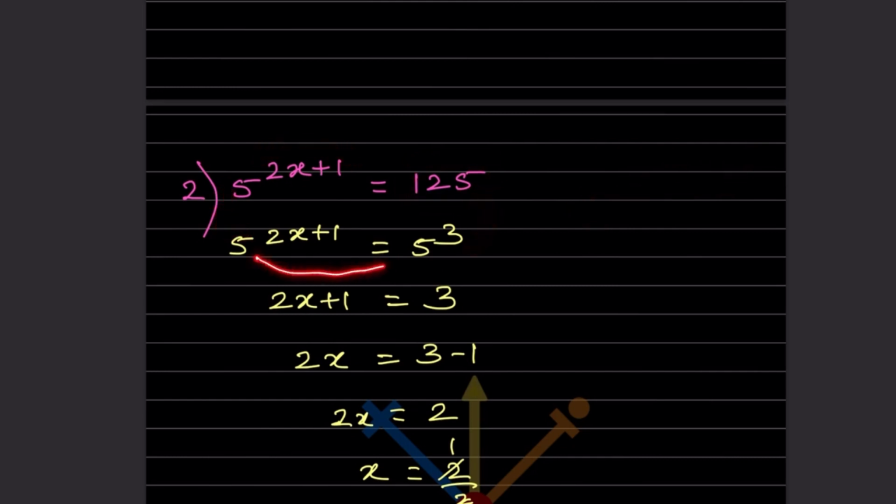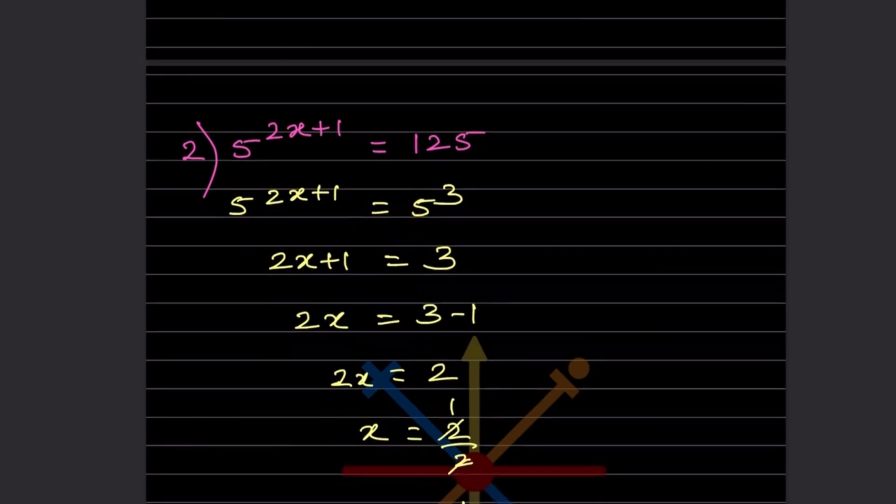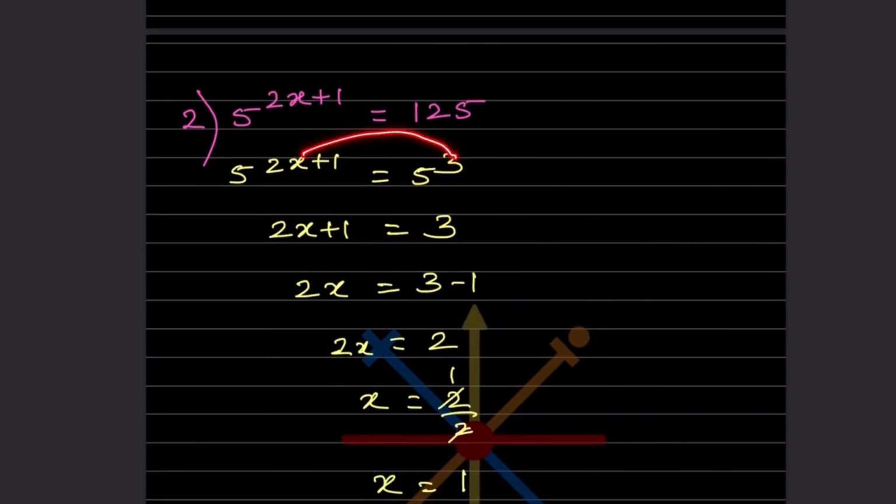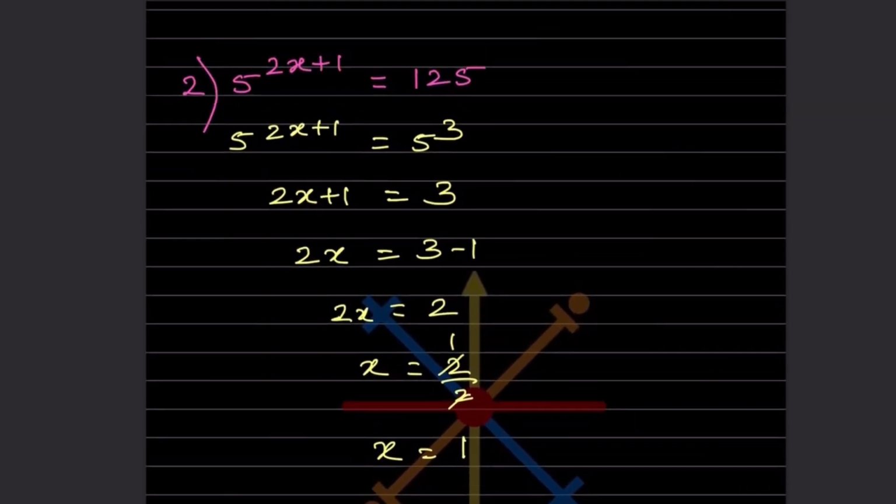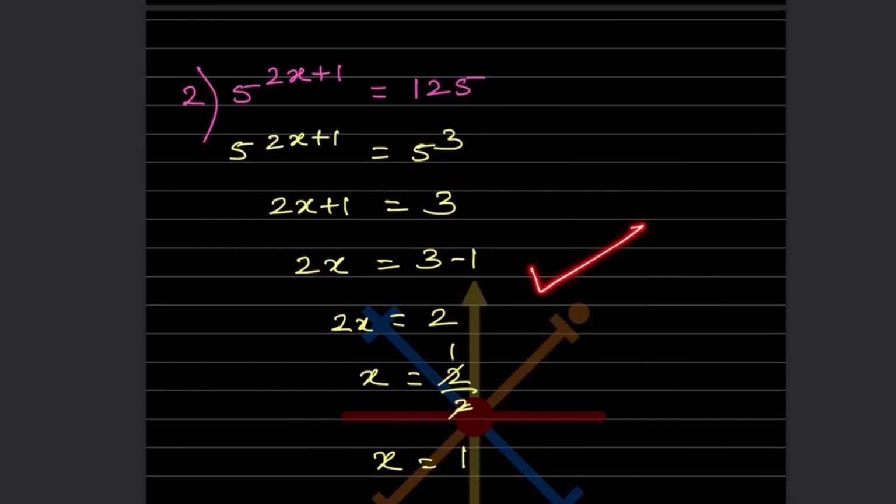Now you can see the base is the same, so the exponents should be the same. So 2x plus 1, that is going to be 3. So what will be this one? 2x will be this 3 plus 1 is going to be minus 1. So 2x is going to be 2. So x is going to be 2 divided by 2, because this is multiplication, so you are going to divide it. So that is going to be 1. So x is 1. And these are very important problems. Many times, such similar problems come.